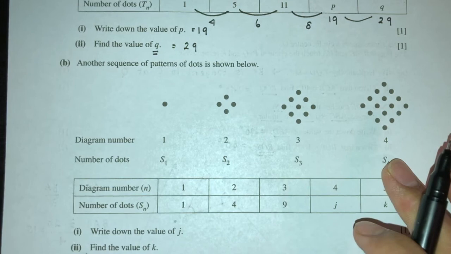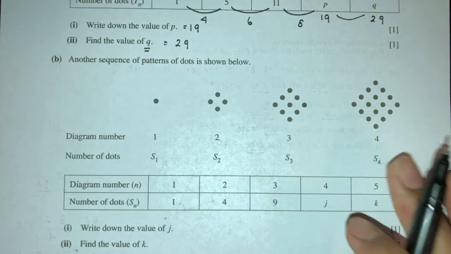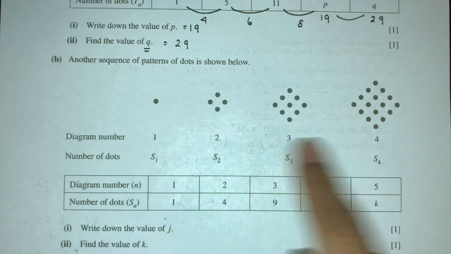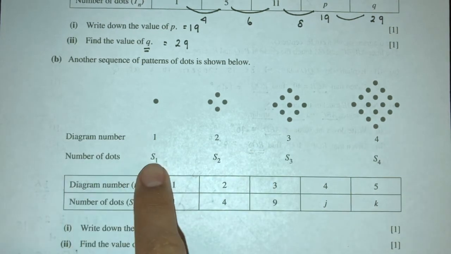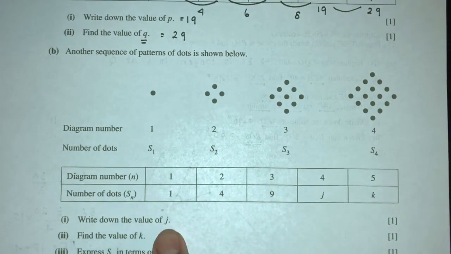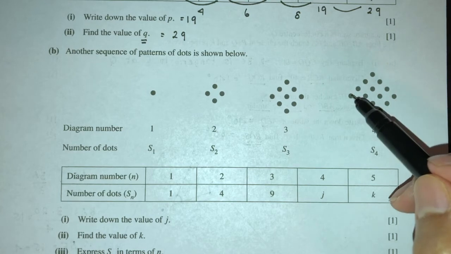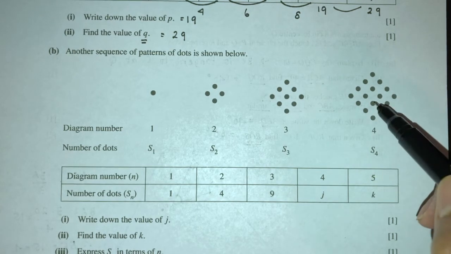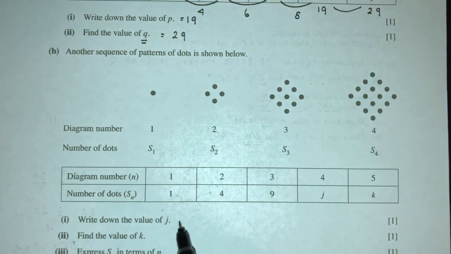Now for part B, what do we have here? Another sequence. We have dots now in this pattern. So 1, 2, 3, 4, number of dots S1, S2. So okay, first one is we have to write down the value of J. J is for 4. We count. We have 1, 2, 3, 4, 5, 6, 7, 8, 9, 10, 11, 12, 13, 14, 15, 16. So J will be 16.